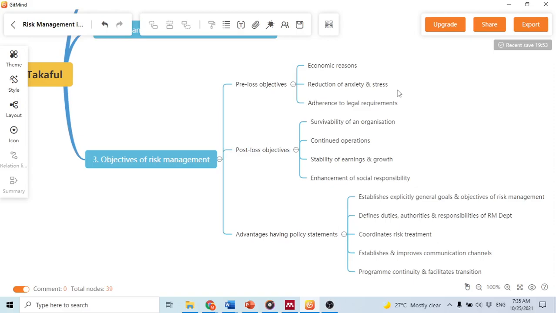The third pre-loss objective is adherence to legal requirements. So the institution should be aware of new laws and regulations which have been proposed and gazetted by the government. So they have to adopt the laws and regulations accordingly. For example, employers have legal responsibilities to provide a safe workplace for employees. Manufacturers must appropriately label their products, and automakers have to install safety devices such as airbags in cars.